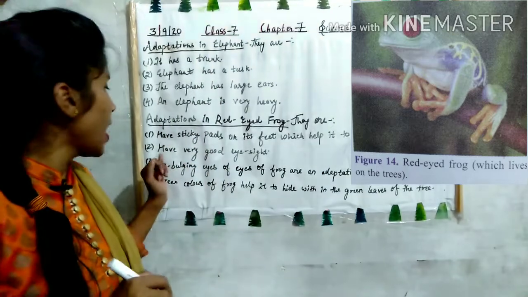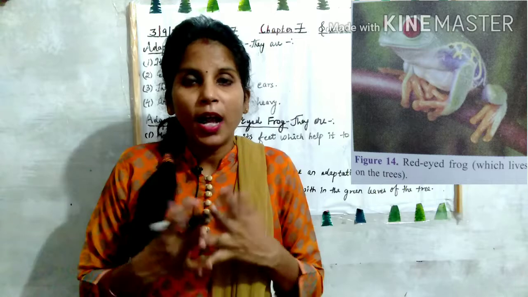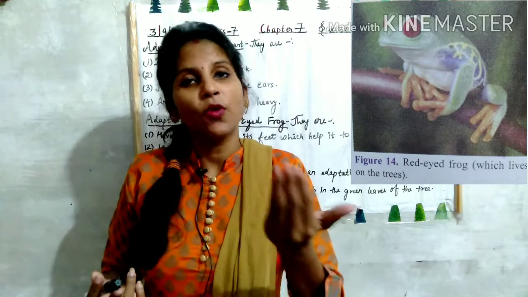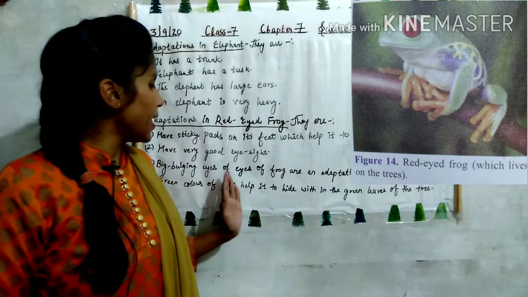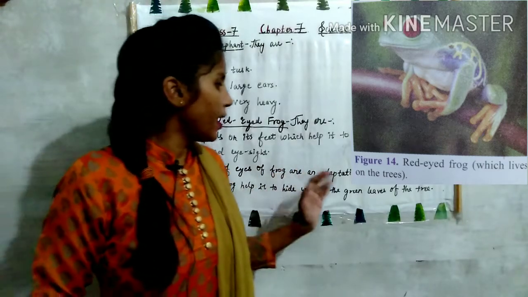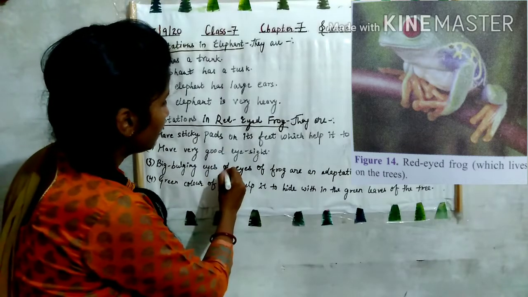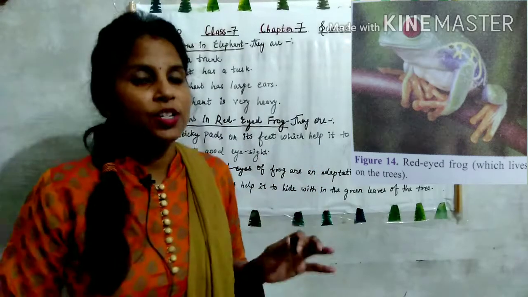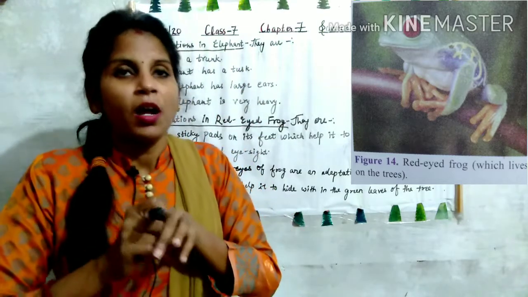Then second one is have very good eyesight. These frogs have very good eyesight and they can see in night also very clearly. Then third one is big bulging eyes of frog are an adaptation. तो जो big bulging eyes हैं frog की, they are an adaptation. वो एक adaptation है क्योंकि वो बाहर की तरफ निकली होती हैं.